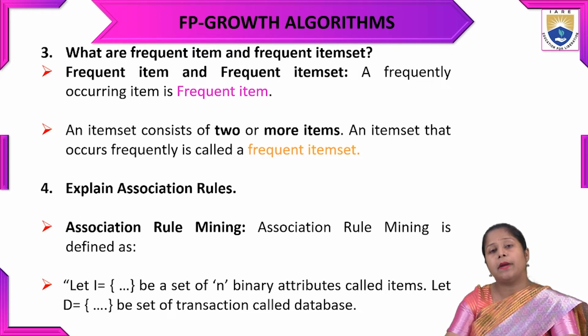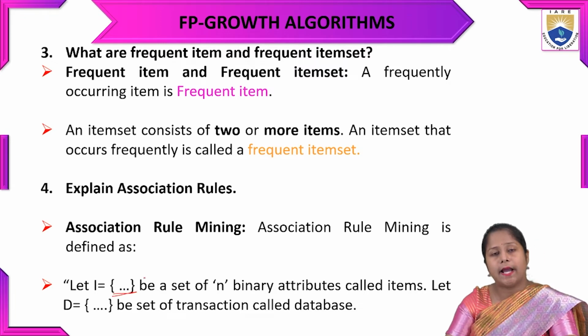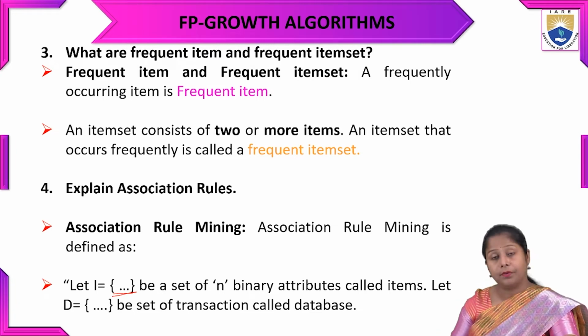So association rule mining can be defined as follows. Let I be a set of binary attributes called items. Let D be a set of transactions called a database. So D is the database, and in it some of the items are there. I will be the items, taken from that database.